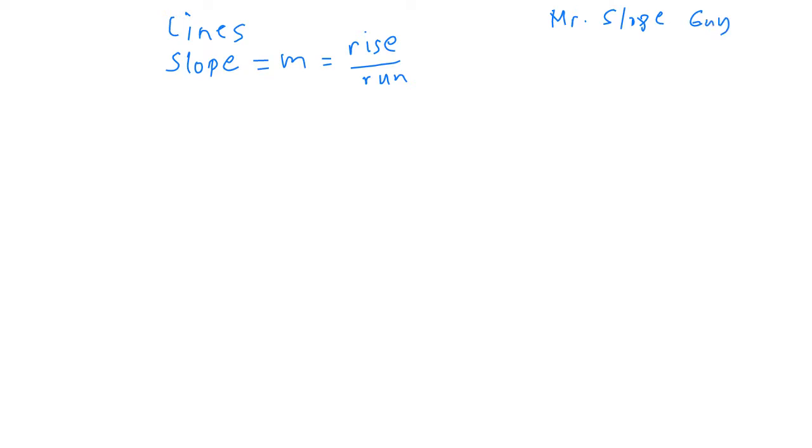What I said a while ago: when the line is going up, that's increasing, the slope would be positive. If the line is going down, the slope is negative. When the line is vertical, the slope m is undefined. So that's the u there. And when the line is horizontal, m is equal to 0. Okay, so let's form a face. That would be Mr. Slope guy.